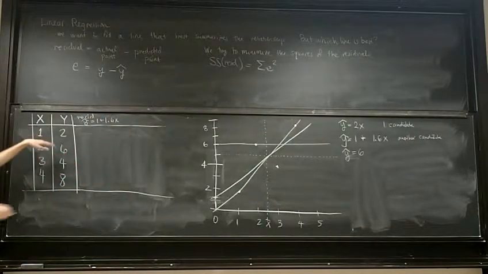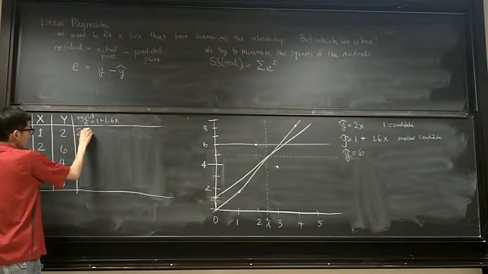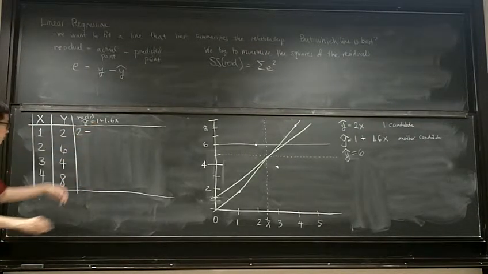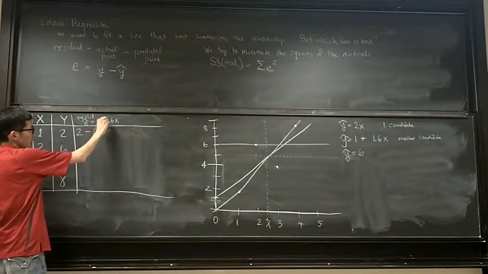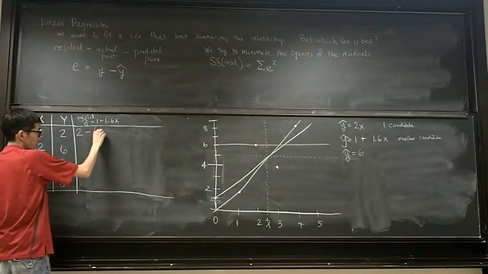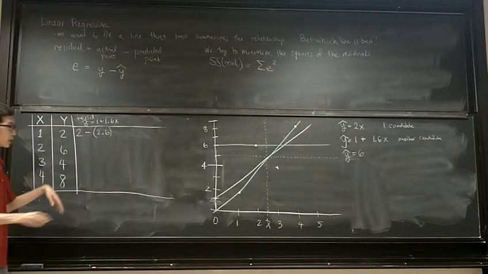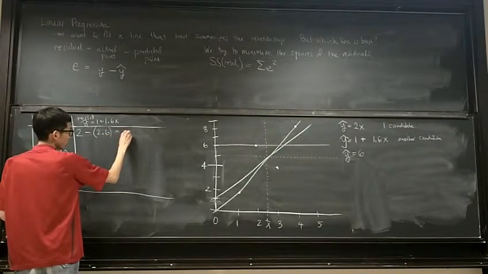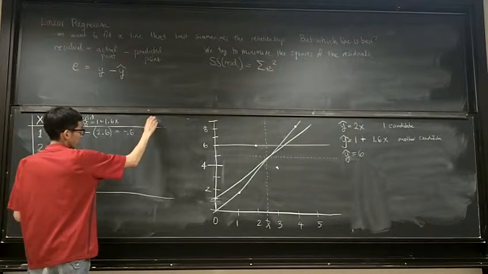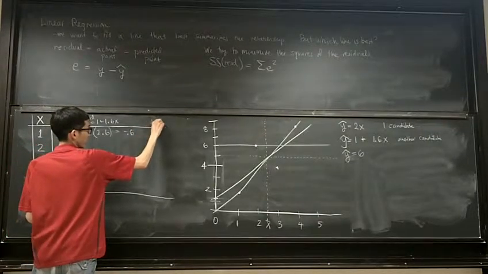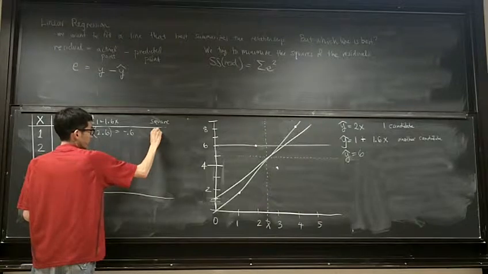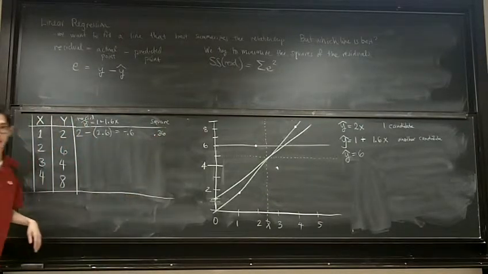So when x is 1, my actual data point was 2, and if I plug all of this in, 1 plus 1.6x, I would get 2.6 as my prediction when x equals 1. So here my residual is -0.6. So when I square that, I get 0.36.